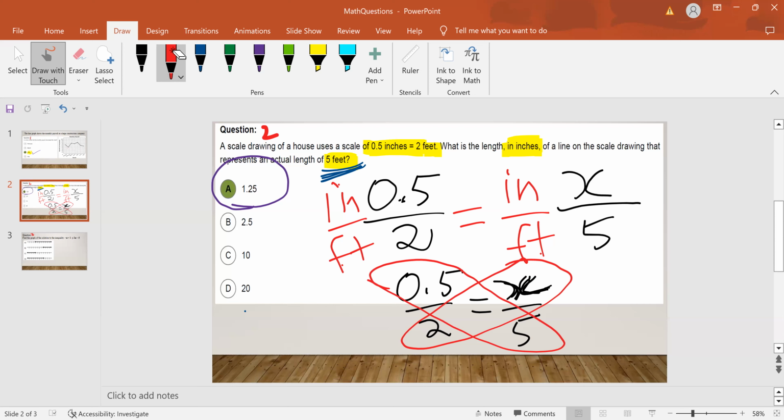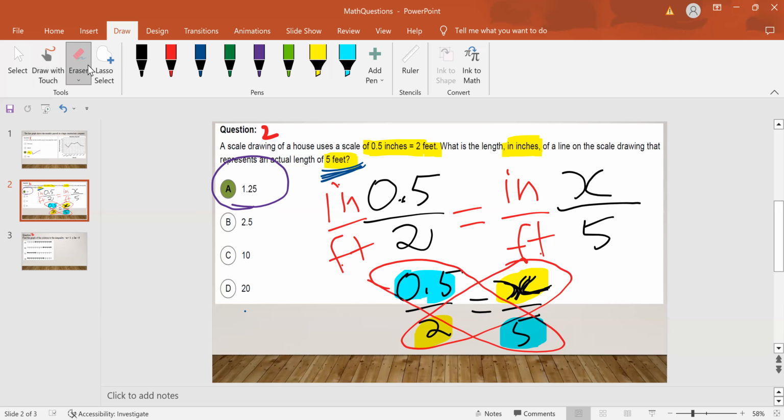We take 2 multiplied by x. This will be the same as 0.5 multiplied by 5. So you take the numerator of one fraction multiplied by the denominator of the other fraction. The numerator of this fraction multiplied by the denominator of the other fraction will be equal to the denominator of this fraction multiplied by the numerator of the other fraction. Okay, so let's do that.